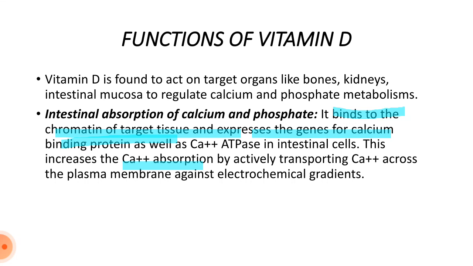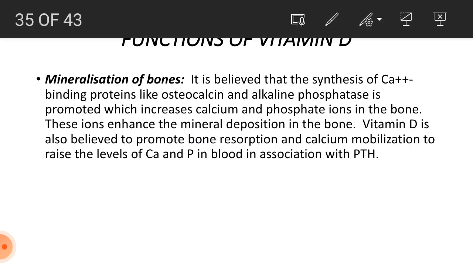Moving on to the next function, which is mineralization of bones. It is believed that the synthesis of calcium binding proteins like osteocalcin and alkaline phosphatase is promoted, which increases calcium and phosphate ions in the bones. These ions enhance the mineral deposition in the bones.